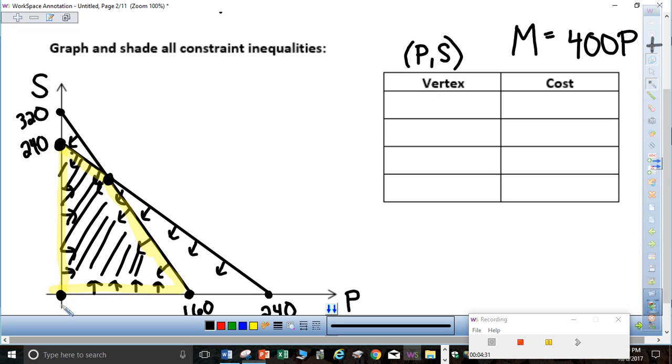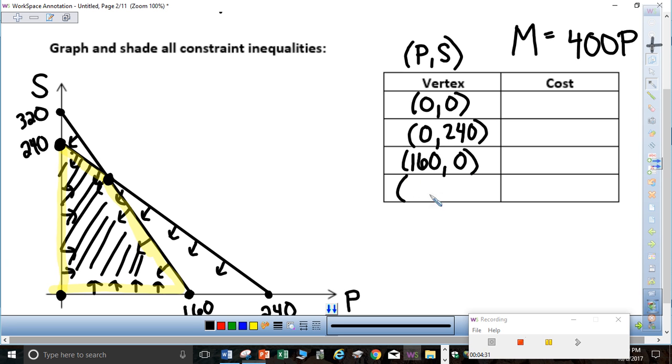All right, so the first vertex point down here in the lower left, that one's really easy to get. 0, 0, it represents the combination, 0 acres of pumpkin, 0 acres of squash. The next one, we have the point 0, 240. So it could be 0 acres of pumpkin, it could be 240 acres of squash. The next point down here is also an intercept. It represents 160 acres of pumpkin, 0 acres of squash.